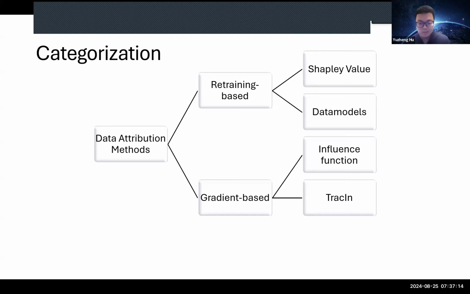The other line of work is called gradient-based approaches. This line of work mostly does not involve a lot of heavy retraining, for instance, the influence function and TracIn. A common characteristic of these algorithms is that they all involve some information of the gradient, either at the end of the optimization procedure, for instance, the influence function, or throughout the training trajectory, for instance, TracIn. And today, we'll talk about another gradient-based approach, representative point selection. So this also falls under this gradient-based framework.